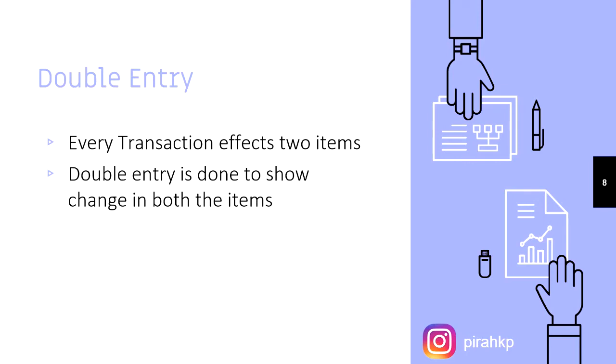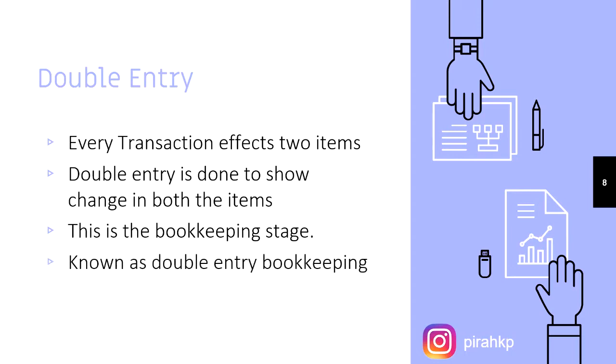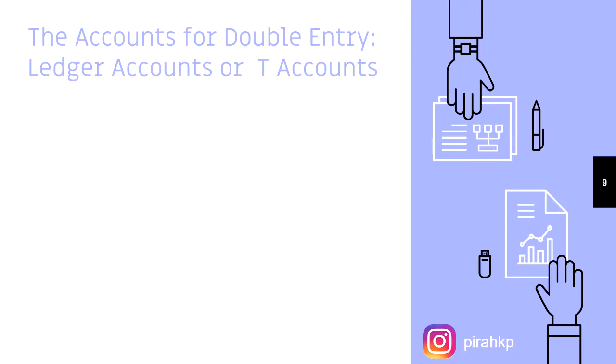This is the bookkeeping stage. Ledger, journal entry, all these things are bookkeeping stage. Once we are done with those, then we will move forward to statements. And financial statements include what? Balance sheet, income statement, and so and so. These are also known as double entry bookkeeping. These are just some extra fancy words, but you have to know it so that whenever you see something like that, you know what exactly we are talking about. The accounts for double entry, ledger accounts or T accounts.